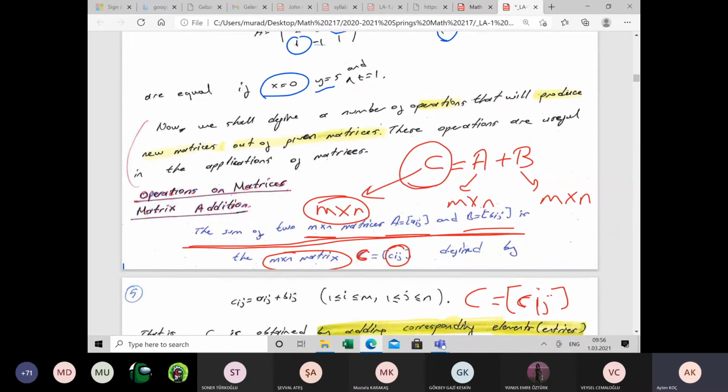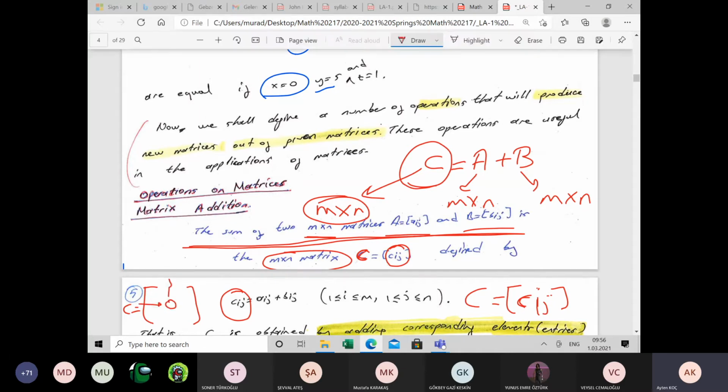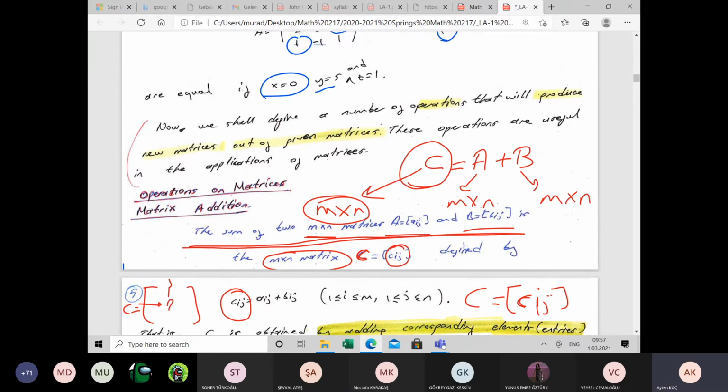How do we get C_ij? C_ij means the entry in row i and column j of C. Look at this one: row i, column j. What is the D's entry? It's located in row i and column j. Our aim is to find these entries. How do we find them?